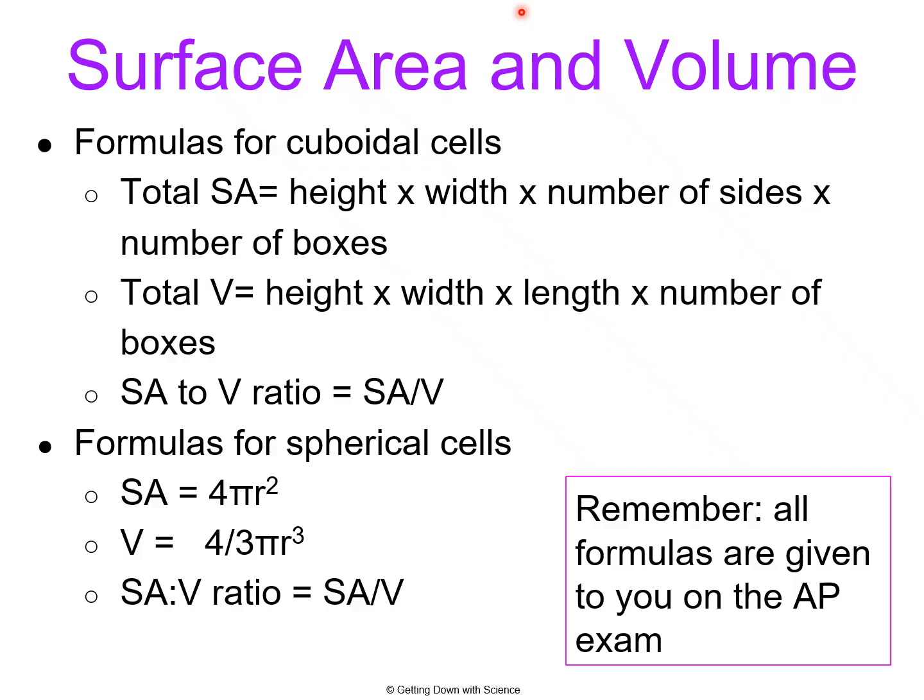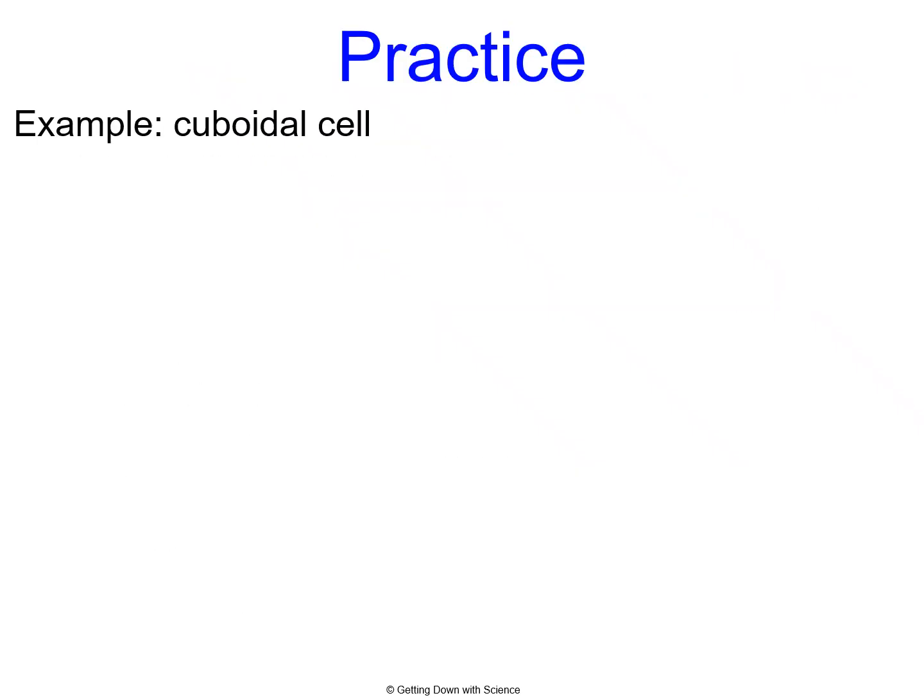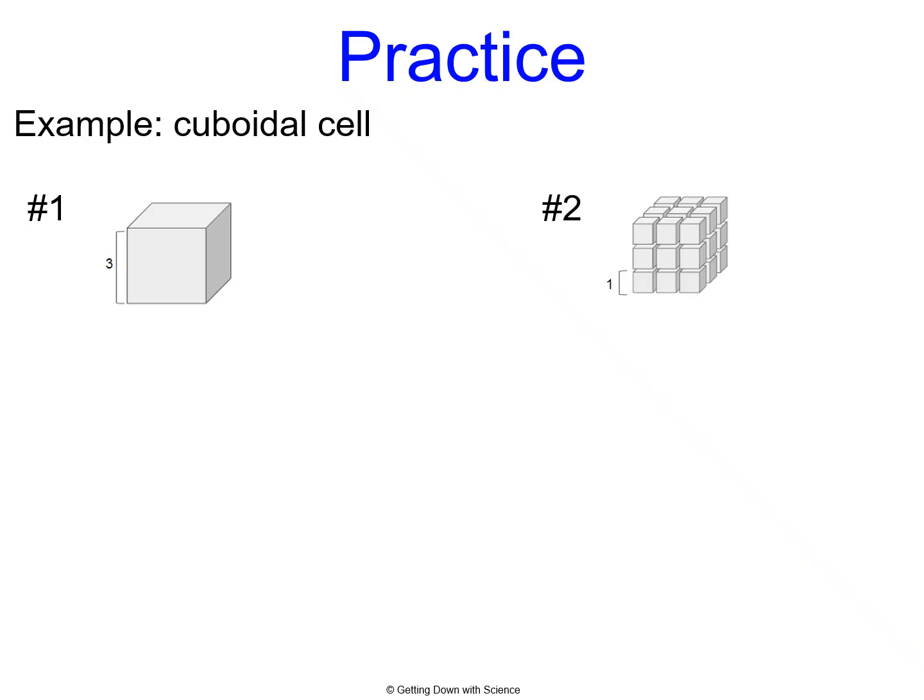And I know that you guys can do the math. You can plug whatever numbers are there into the formula to calculate the surface area to volume ratio. All right, so here's some quick practice. Here's an example of cuboidal cells. And here we have number one. So this is cell number one, and these are cell number two.